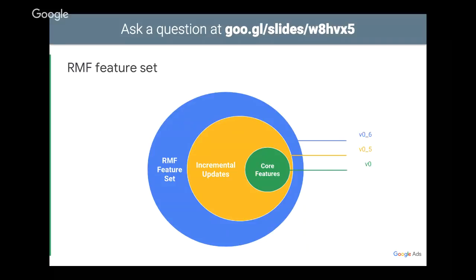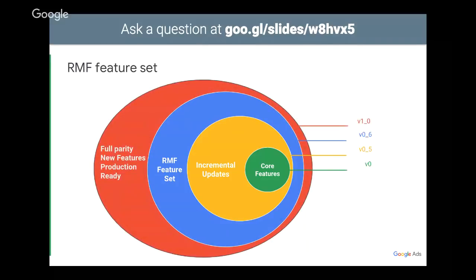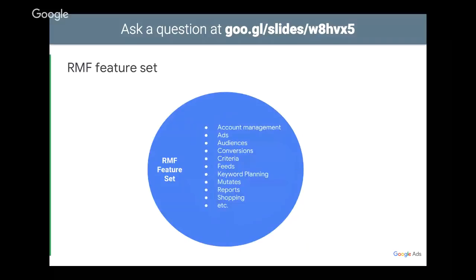As we roll forward and get closer to V1.0, the production release of the API, we do expect to hit full feature parity with both the RMF and the existing AdWords API, along with some new features in the API. And obviously, when we release it out the door, it will be production ready. But where we are right now is this RMF feature set. That includes a lot of things, from account management to different ad formats, the ability to work with audiences, conversions, keyword planning, wide support for mutate, shopping support, a whole bunch of things.